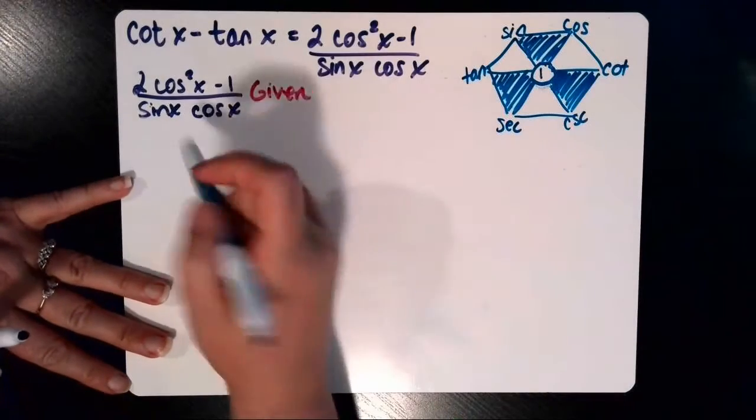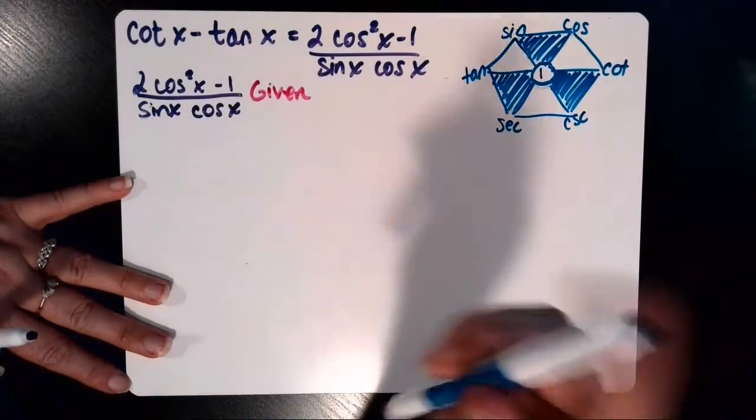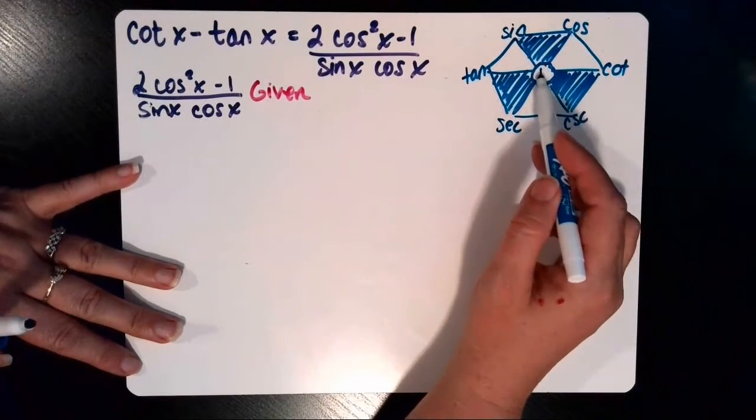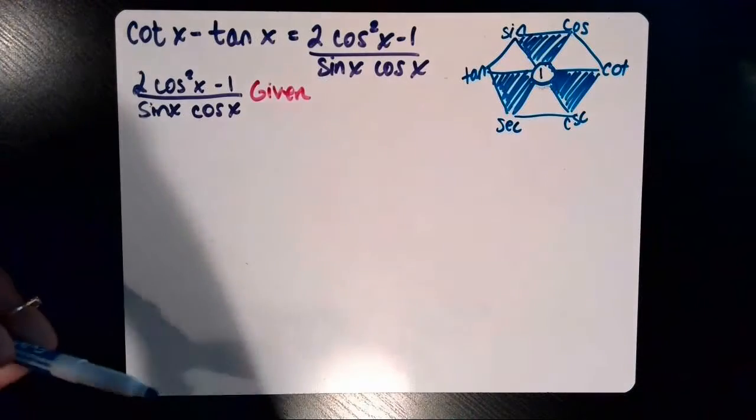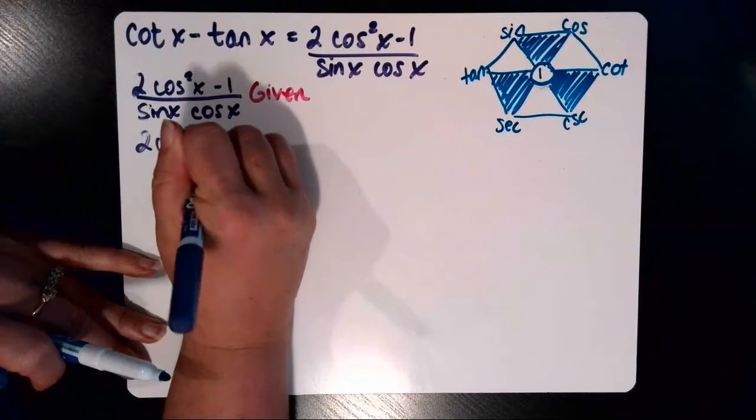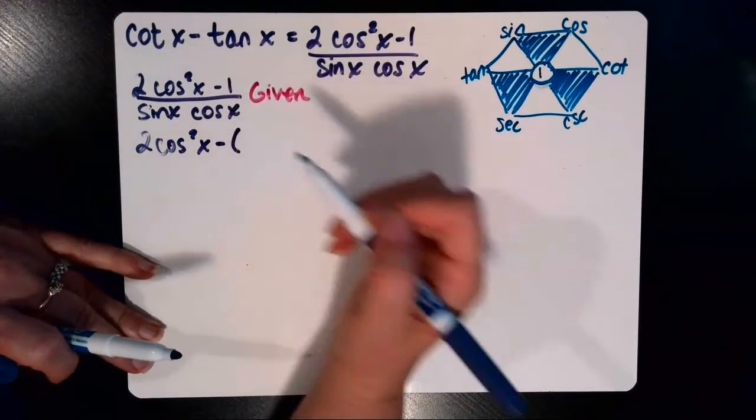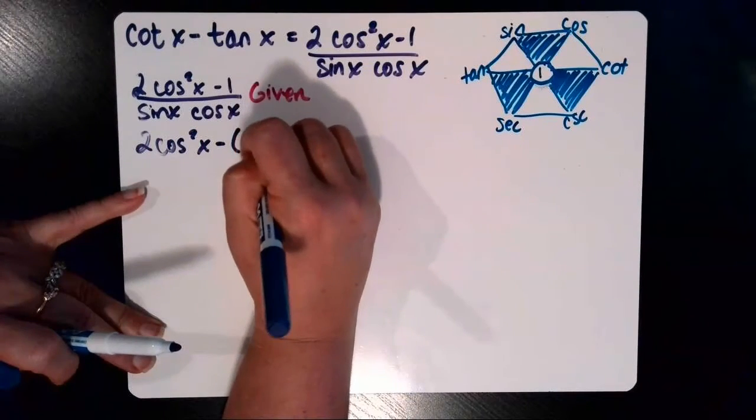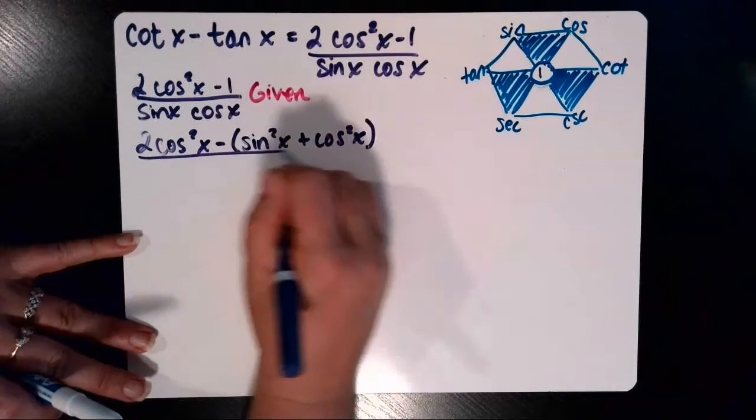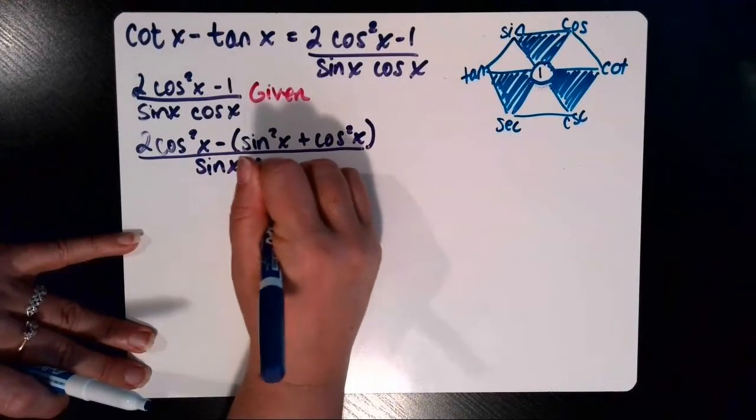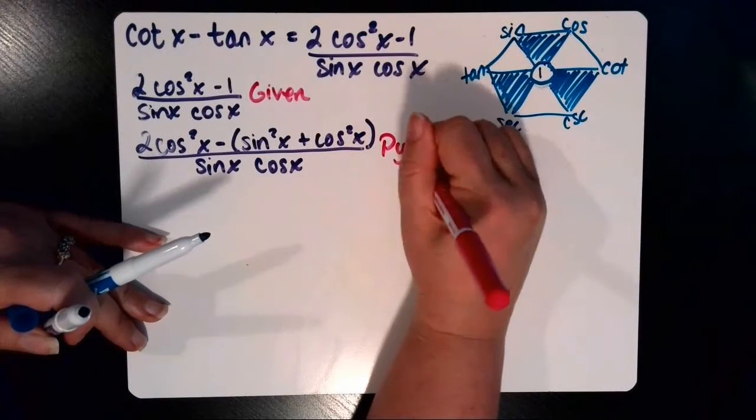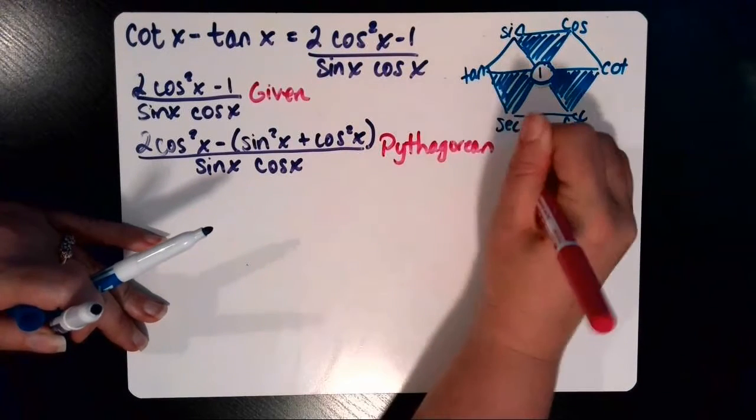And I've got 2 cosine squared x minus 1. So I'm going to start by using that Pythagorean identity, sine squared plus cosine squared, and replace that with the 1 here in my numerator. So my next step, I will have 2 cosine squared x minus, but instead of that 1, I'm going to use my Pythagorean identity, sine squared x plus cosine squared x, and that's still all divided by sine x cosine x, and my reason for that was substituting a Pythagorean identity.